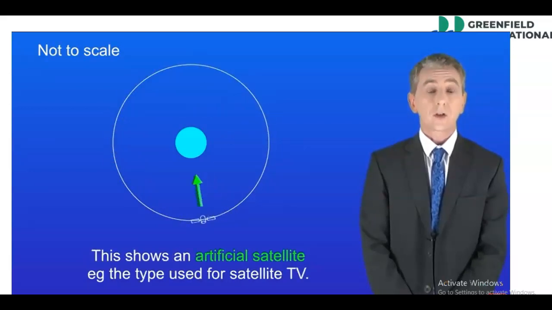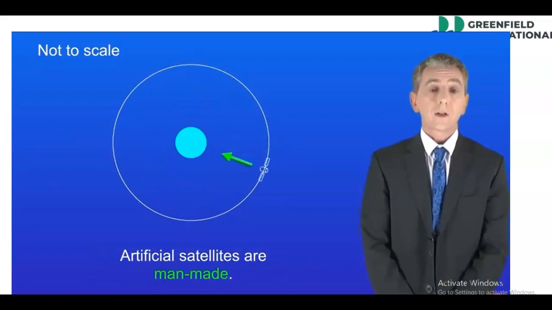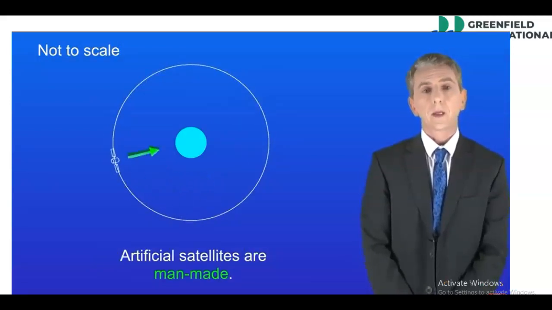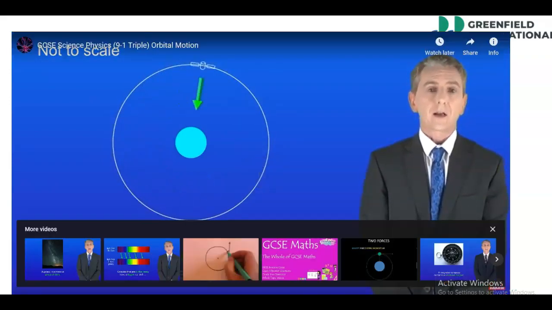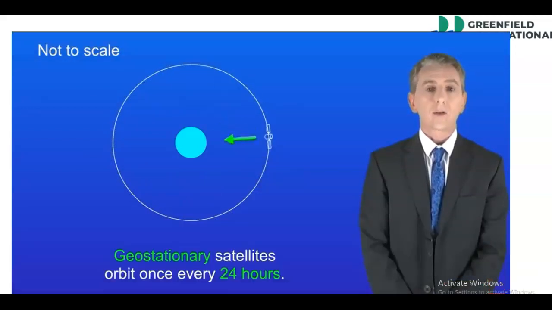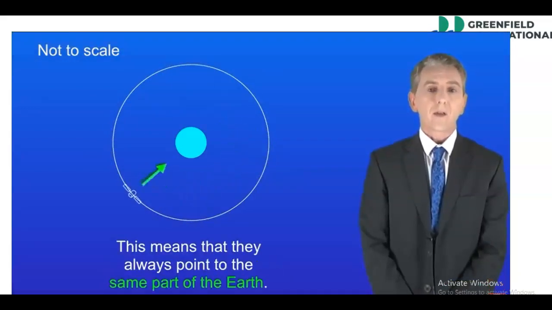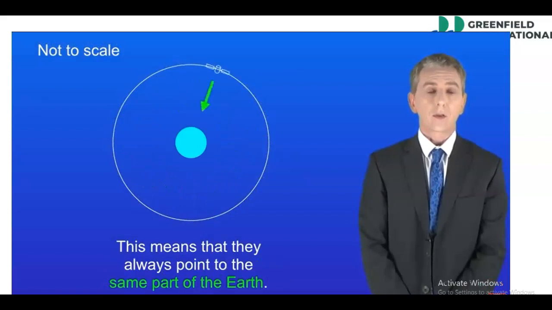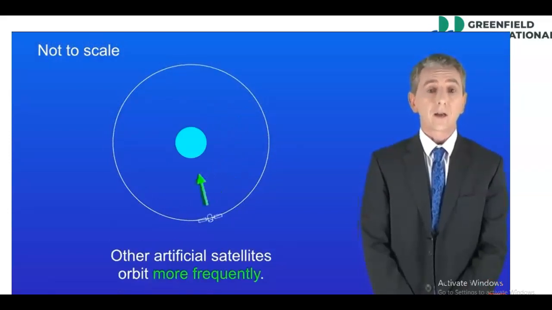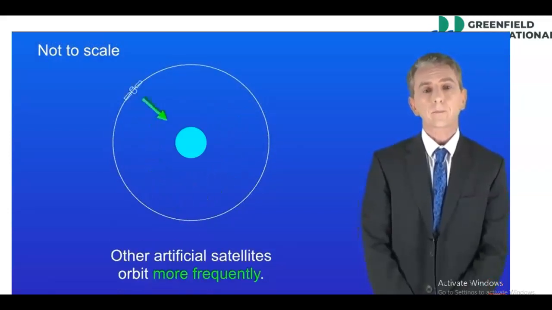Okay, this shows an artificial satellite, for example the type used for satellite TV. Artificial satellites are man-made. Geostationary satellites orbit once every 24 hours. This means that they always point to the same part of the Earth. However, other artificial satellites orbit more frequently.